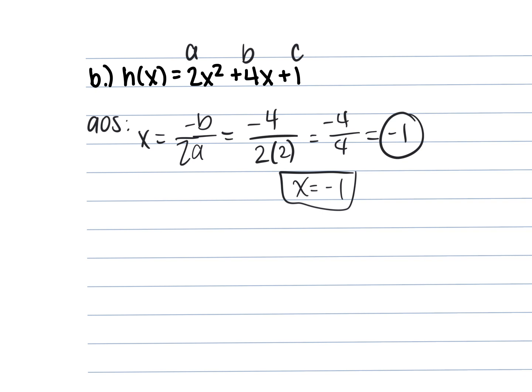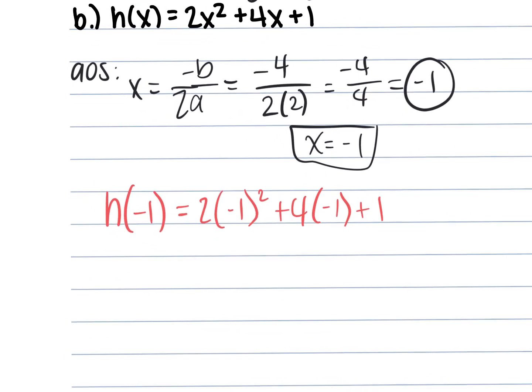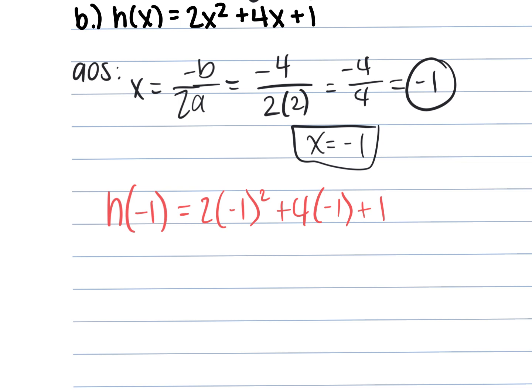So what do I do once I have my axis of symmetry? You look for the vertex. Very good. I look for the vertex by plugging it in. So I'm going to take h and I'm going to plug in what for x? Negative 1, okay? So it's h of negative 1 equals 2 times negative 1 squared plus 4 times negative 1 plus 1. What questions do we have on this step for finding the vertex?